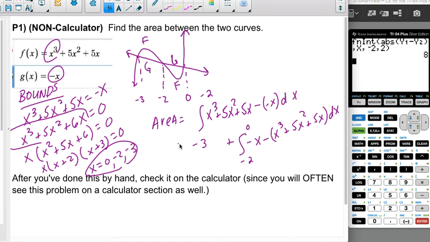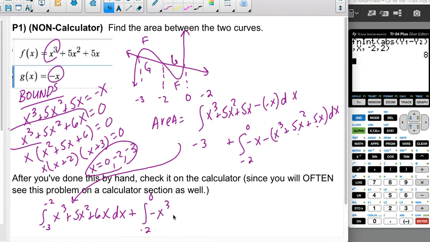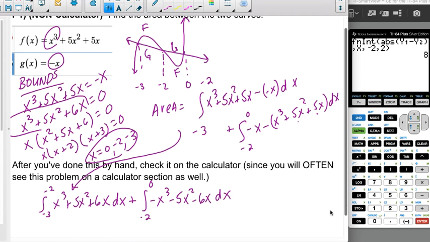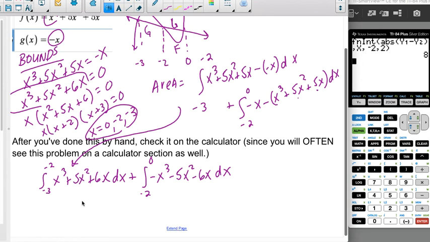So if you clean them up, and I'm just going to come down here, I get that this first one, the integral from -3 to -2, is x cubed plus 5x squared plus 6x. And then the other one is literally going to be exactly the same thing, but with all of the opposite signs, because there's a negative in front of all of these things and this negative in front of the x. So it's going to be -x cubed minus 5x squared minus 6x with respect to x. So it's the same basic problem, right?